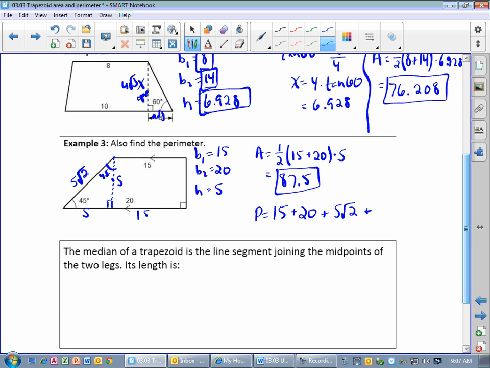So I've got 1, 2, 3 sides. How many sides does the trapezoid have? 4. So I'm missing one. Which side? This guy right here. And how long is that? It's also 5. It's the same as this one, right? So these are the same length. So this is also 5. And so I'm at 47.071.